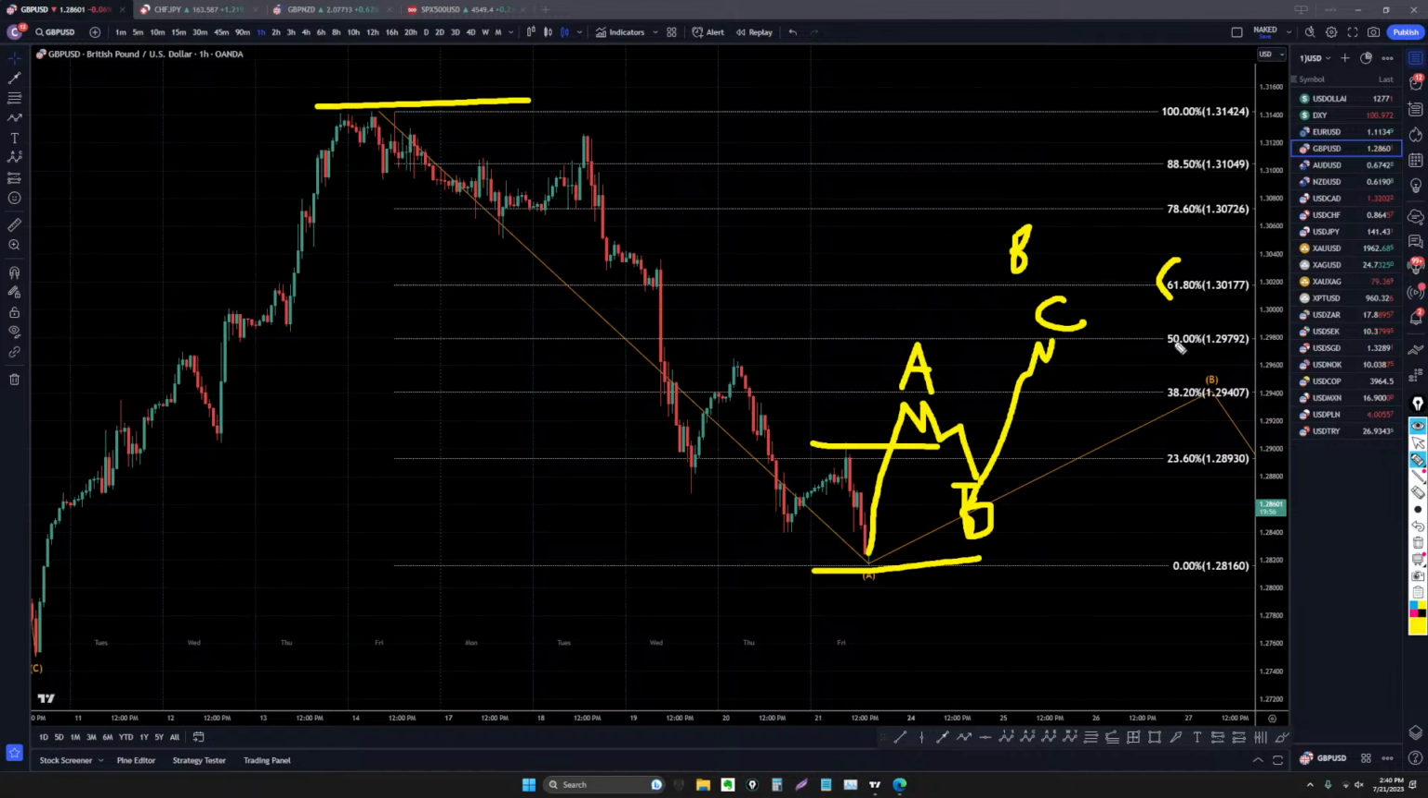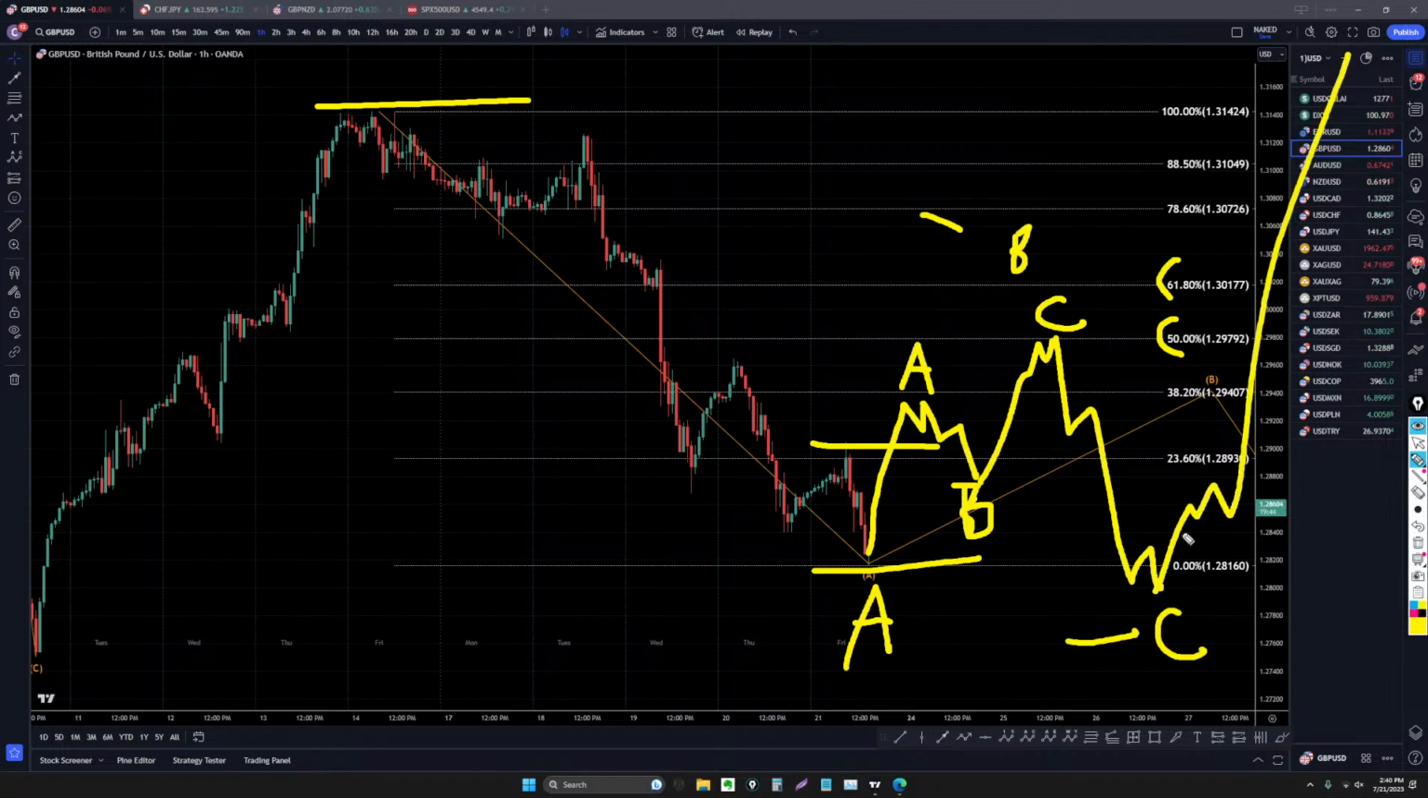Probably the 61.8 or the 50% Fibonacci is the most likely place for this to go before it ends up going back down again to make the wave C. Then we'd have a complete A, complete B, complete C, and probably sometime next week, most likely on Wednesday, I think is when it's going to end the correction and continue the uptrend.